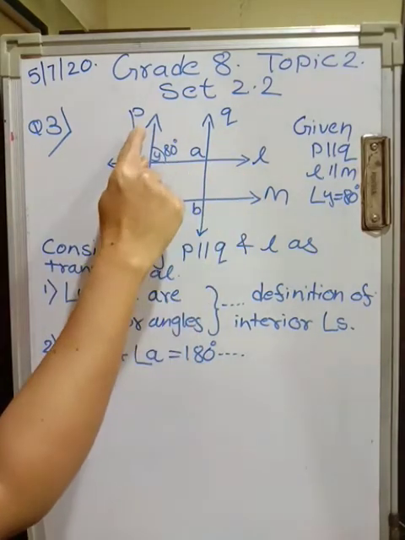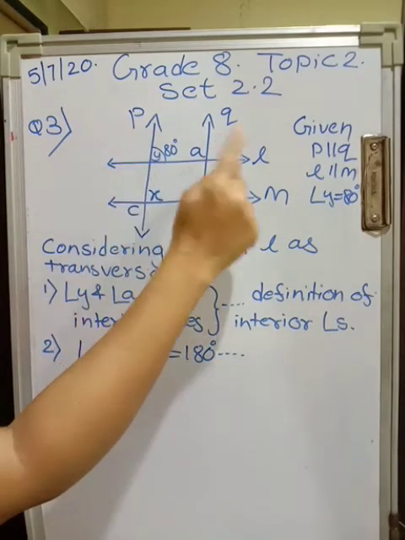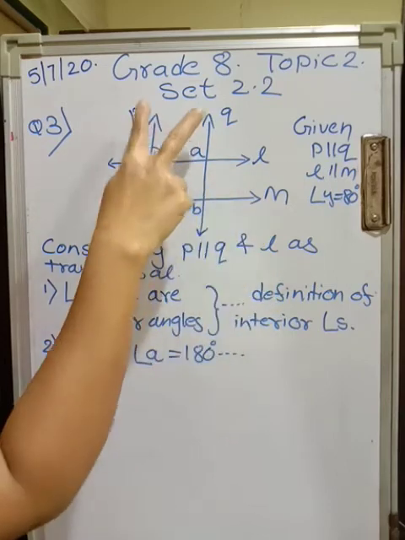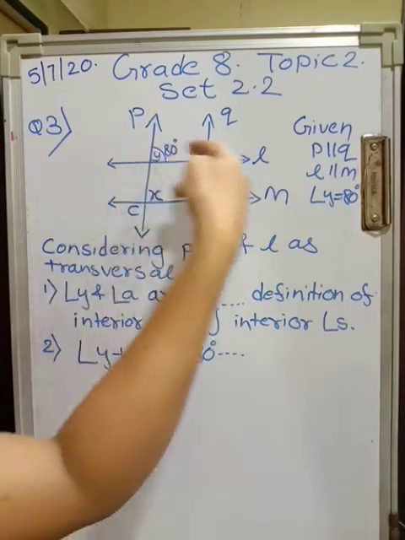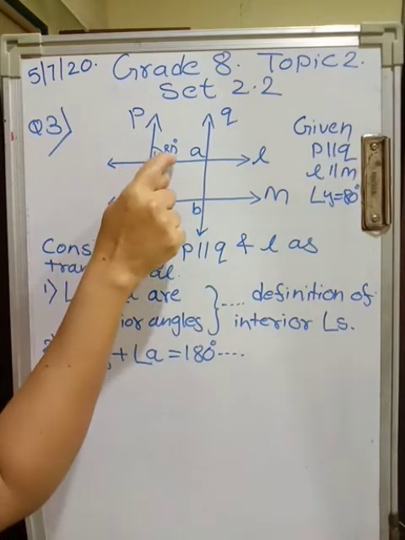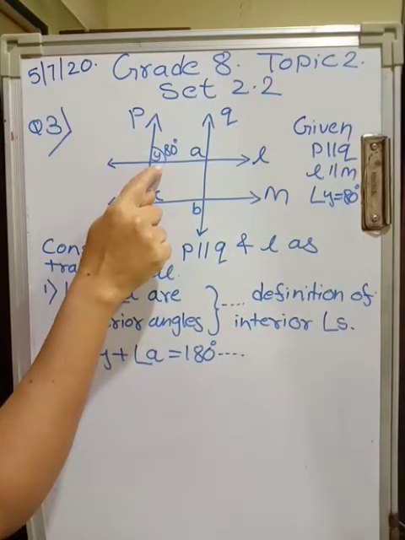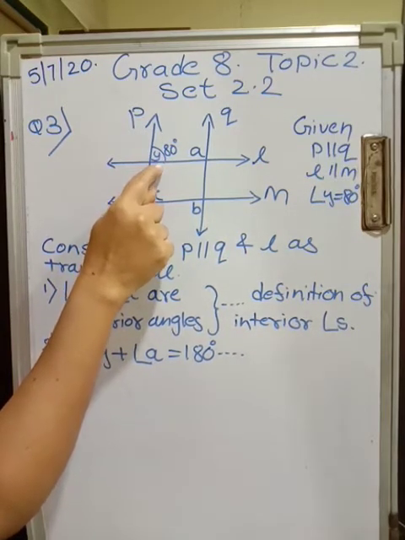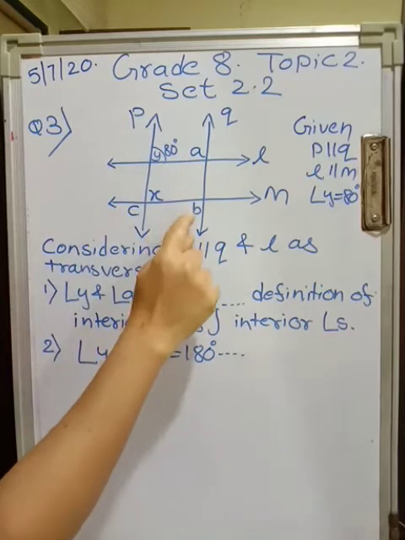It says that P is parallel to Q and L is parallel to M. That means these two lines are parallel and these two lines are parallel. Measure of this angle is given Y. They have not given any name, I have named it as Y. And we have been asked to find angle ABC.